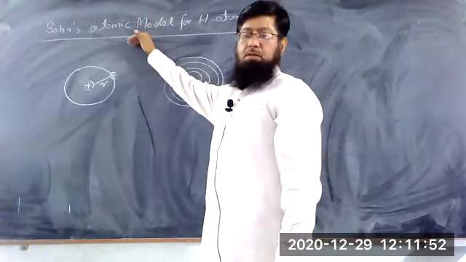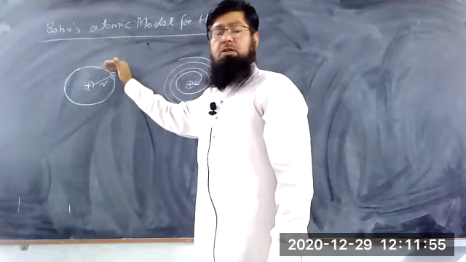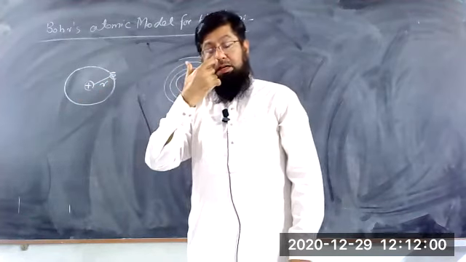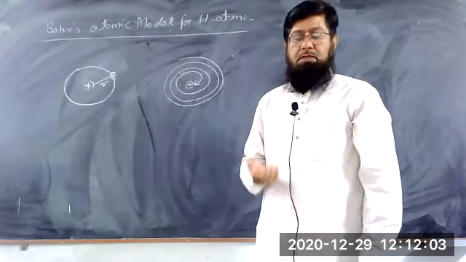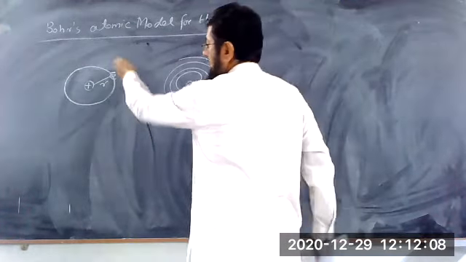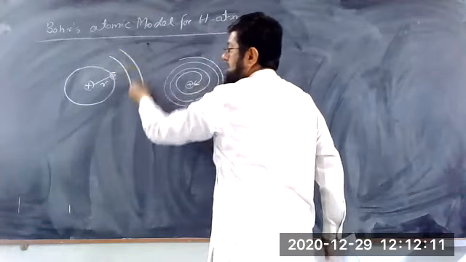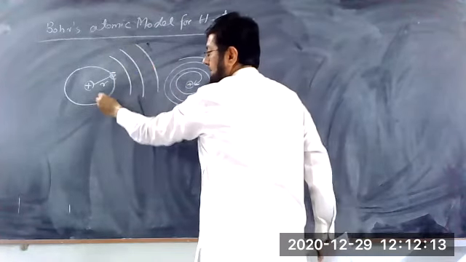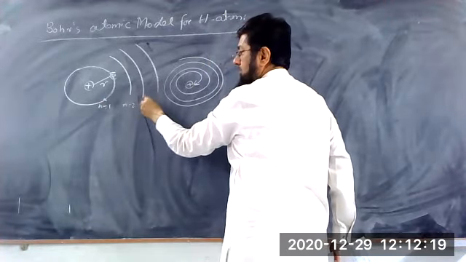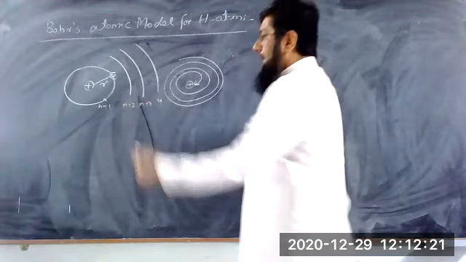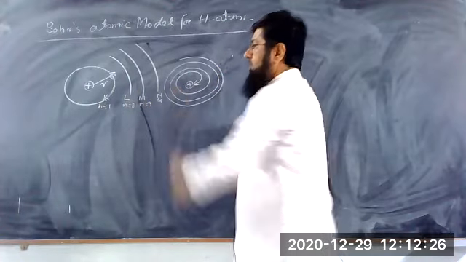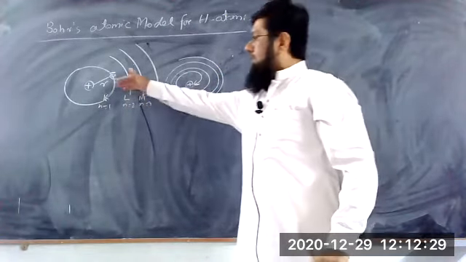According to Bohr's atomic model, the electron revolves in certain quantum states. So Bohr gave the concept of energy states. These energy states are quantized. This is, let's say, the first energy state, n is equal to 1, this is n is equal to 2, this is n is equal to 3, this is n is equal to 4, and we call these the K shell, L shell, M shell, N shell. So these are the energy states now.